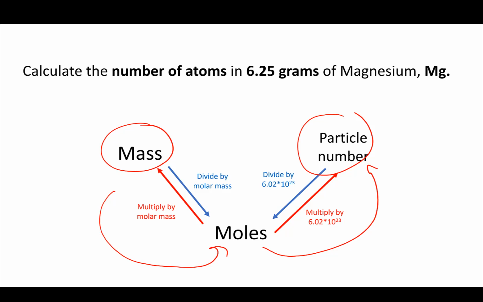So to go from mass to moles, you follow this blue arrow. You divide by the molar mass. To go from moles to particle number, you follow this red arrow. You multiply by 6.02 times 10 to the 23rd. So we're going to do this and then this, just following the arrows.